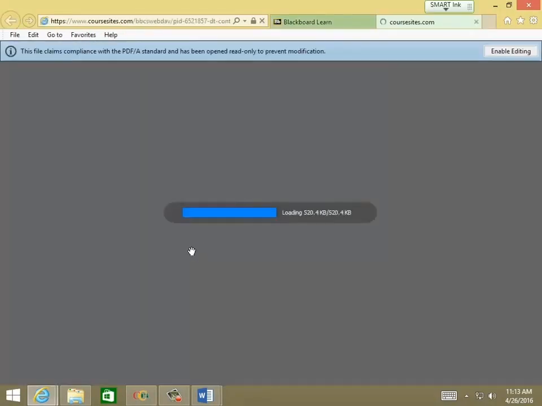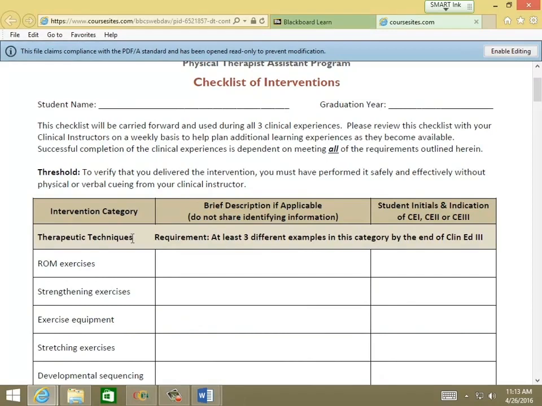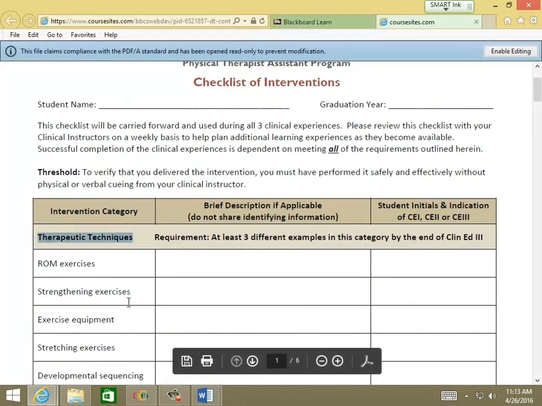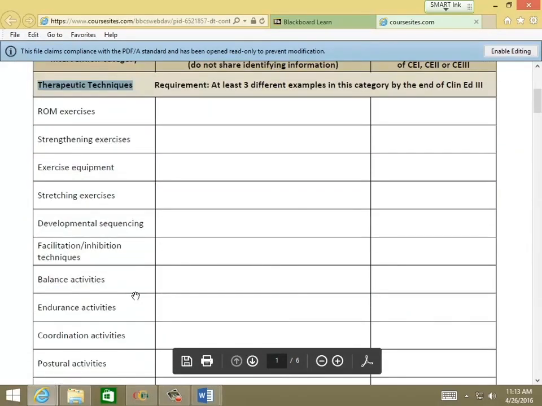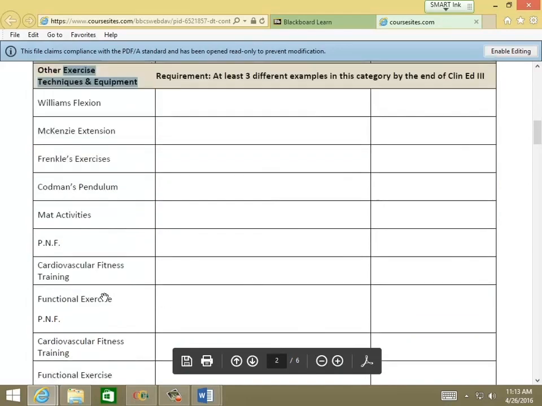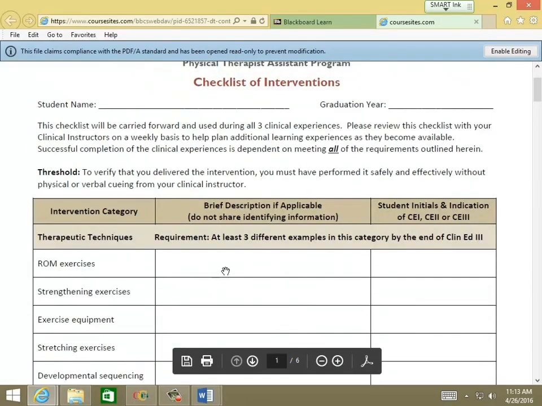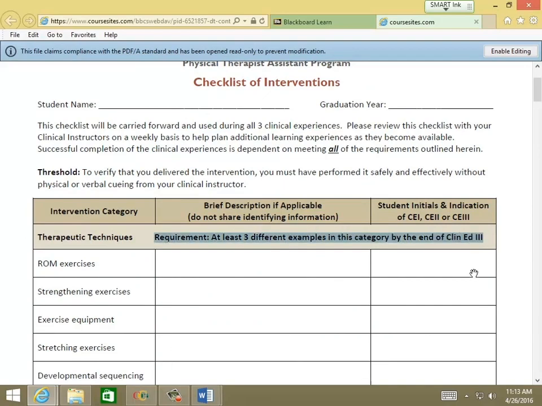The checklist of interventions is set up much the same way, except the categories here are broken down according to interventions rather than diagnoses. So we've got therapeutic techniques, other exercise techniques and equipment, and so forth. Again, the student is responsible to track their experiences. There are different thresholds set for how many experiences they need in each category by the end of the various clinical experiences.